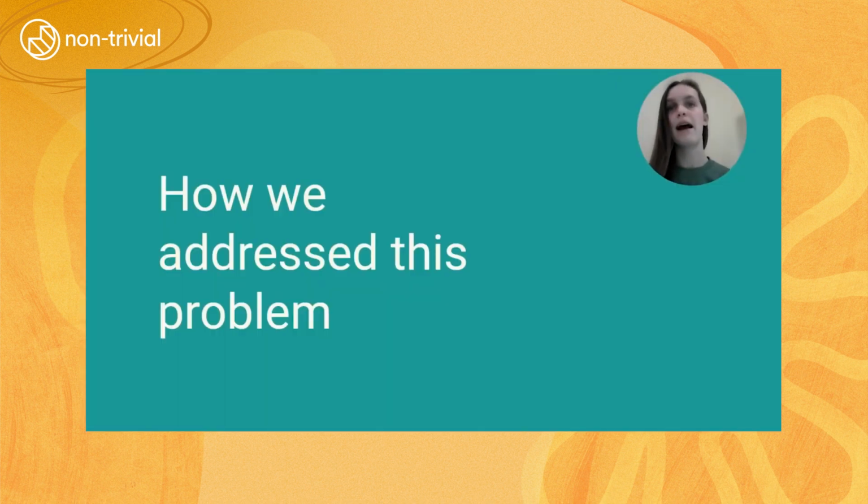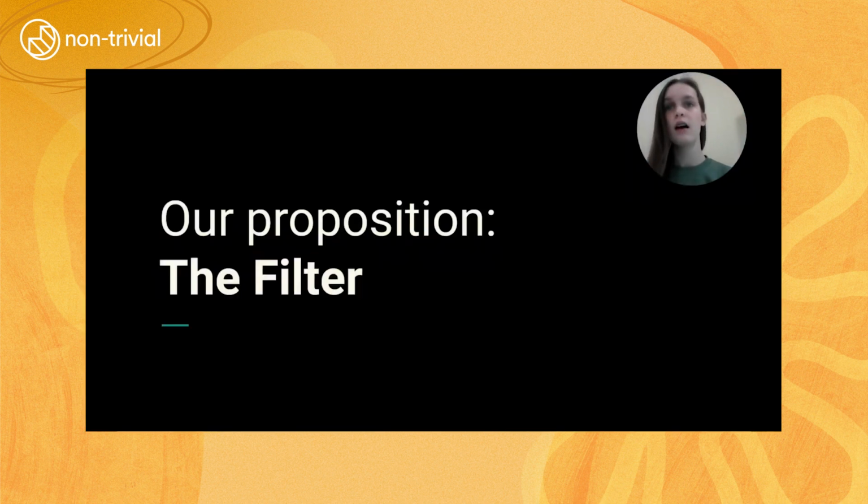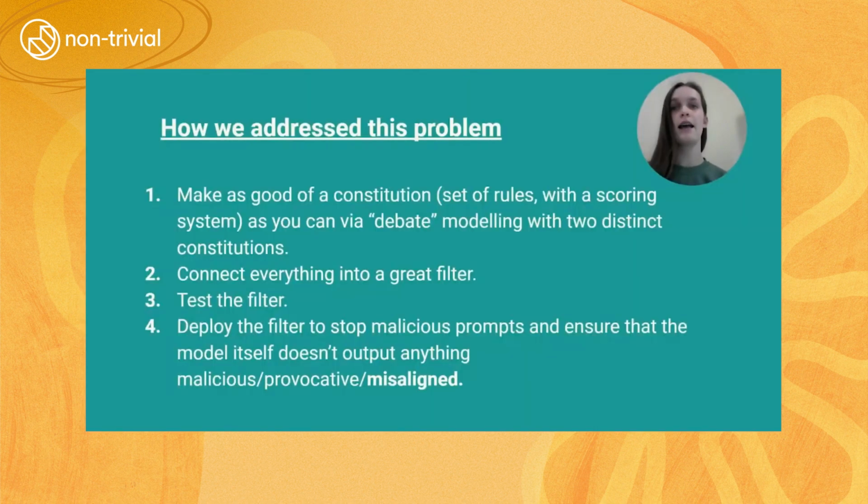Now we're going to talk about how we address this problem and how we hope to mitigate the misalignment of these large models. Our proposition is the use of a constitution-oriented filter, and our workflow will look as follows. We begin by making the best constitution possible through an interactive debate approach. We then use this constitution to create a filter for prompts and model outputs. After that, we thoroughly test the filter, and we deploy the filter to flag misaligned prompts and statements in everyday use.